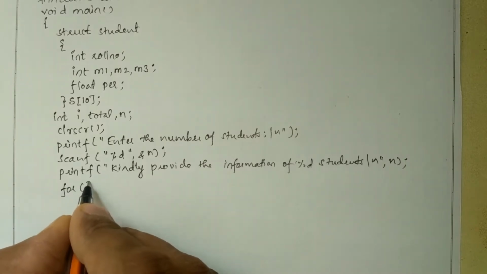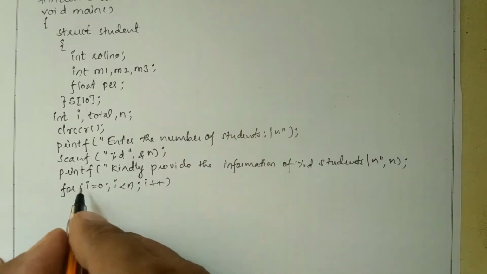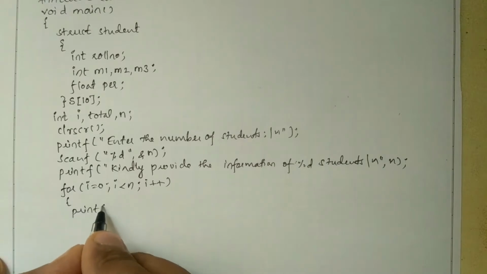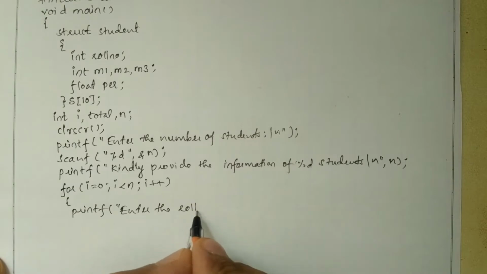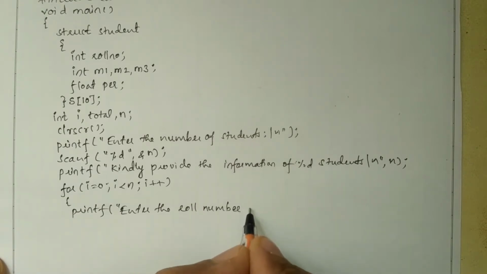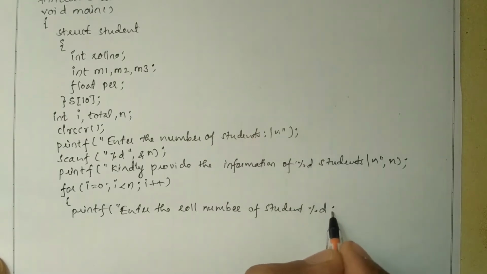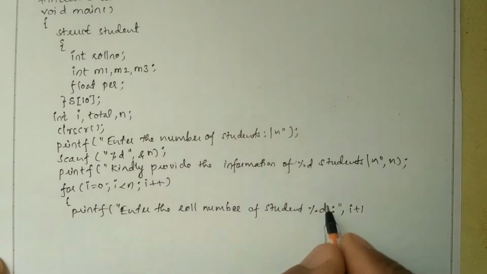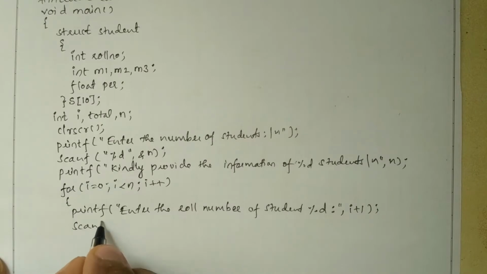So let us write for i is equal to 0, i is less than n, i plus plus, curly open brace. Next we'll write here printf, enter the roll number of student %d colon, and the double quotation mark, put comma i plus 1. For the first time i is 0, 0 plus 1 gives me 1.